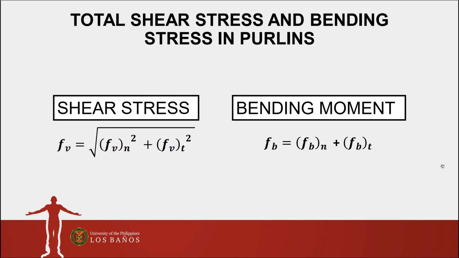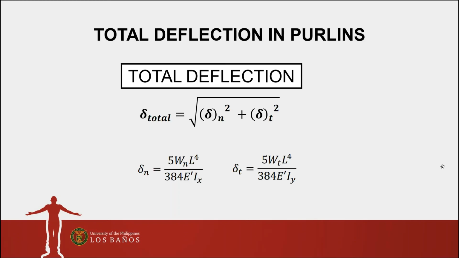So for the total shear stresses and bending stresses in purlins, for the shear stresses, you will need to determine the square root of the shear stress in the normal direction squared plus the shear stress in the tangential direction squared. Meanwhile, for the bending stress, the max total bending stress will be equal to the sum of the normal and tangential bending stress. The total deflection in purlins will be equal to the square root of the deflection along the normal direction squared plus the deflection in the tangential direction squared.